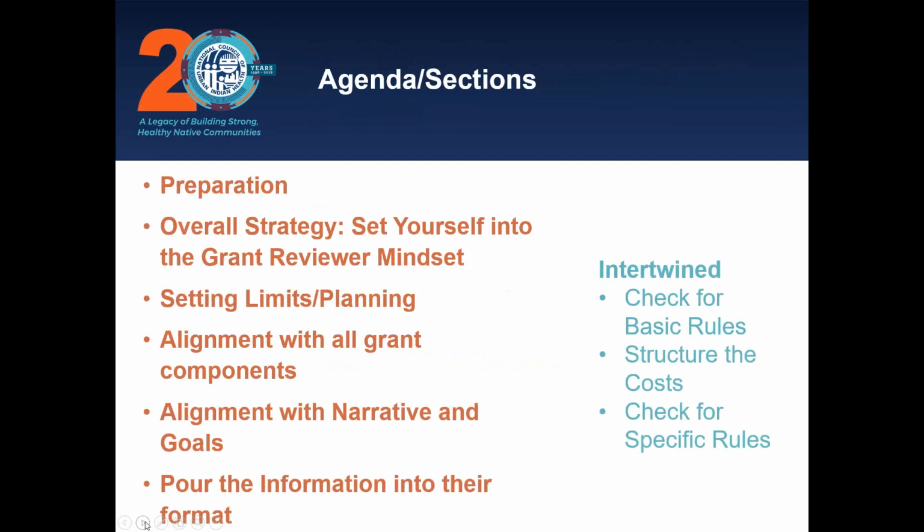In my case, what I've learned is that you have to set yourself into the grant reviewer mindset. You know, what they are thinking, so that you can actually produce that, because you're going to be responding to something that they have put out there. Setting the limits or planning. Something that is very important is to make sure that your budget is aligned with all grant components.